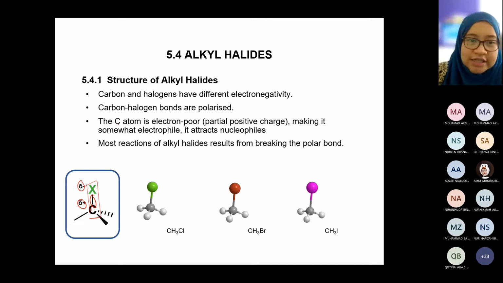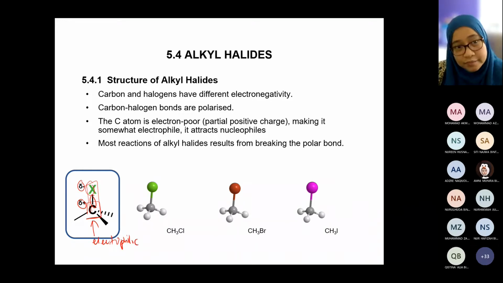Okay, alright. So, the carbon atom is electron poor, which has the partial positive charge, making it somewhat electrophile, and this will attract the nucleophile. So as you can see, carbon will have a partial positive charge. It will be slightly positive. This one will be slightly negative, and this causes this carbon to become electrophilic. So they behave sebagai electrophile, and this one will behave more towards nucleophilic.